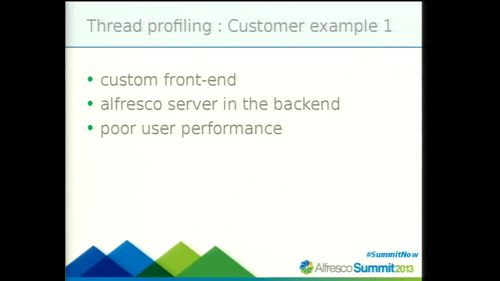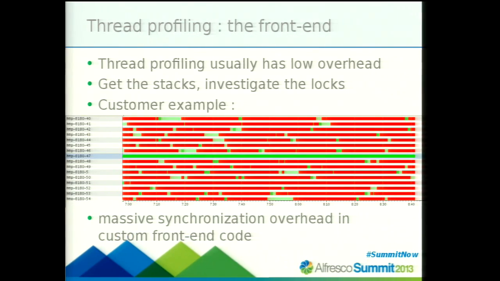So let's see an example of that problem with a customer example. They had built a custom front end, and Alfresco was used in the back end, and they were complaining about poor user performance. So we just came in and said, okay, let's profile the threads, because the CPU usage was very, very low. And this is basically what we saw. All red, basically all the time. On the front end, Alfresco was doing pretty much nothing.